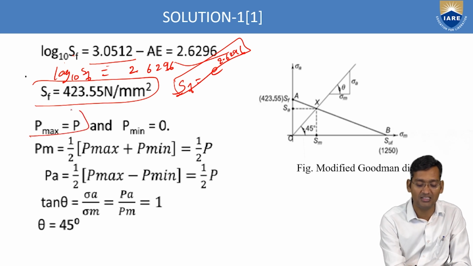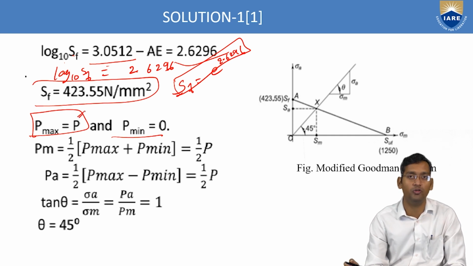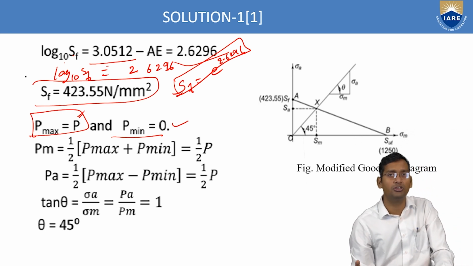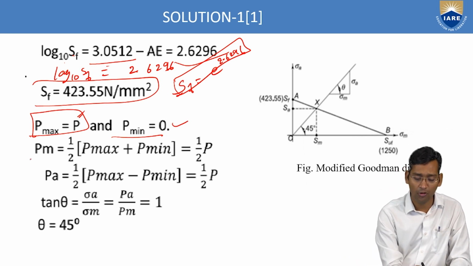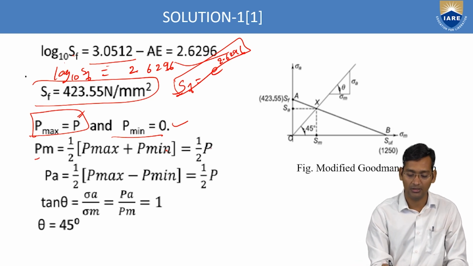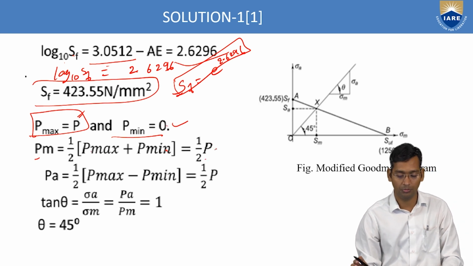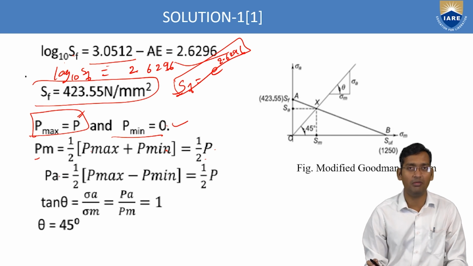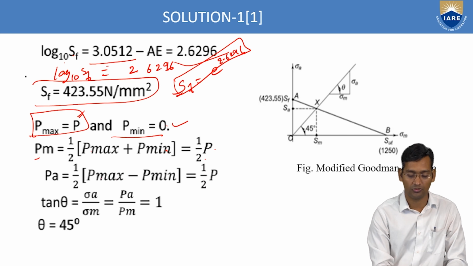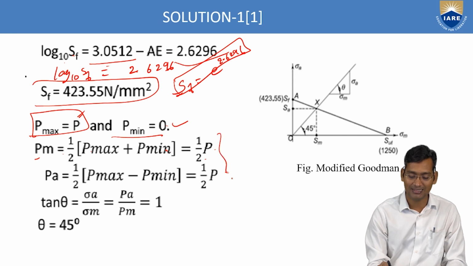Now P max, let's assume P max as P and P min as 0. So we have to find this P max, that value of P. P max is P, P min is 0. That is given, it's running from 0 to P max. In the same way, P mean will be half of P max plus P min, that is P plus 0 by 2, so 1 by 2 P. P alternating, or PA, will be half of P max minus P min. Again that will be 1 by 2 P because we are subtracting 0. So PM and PA in this case are the same.